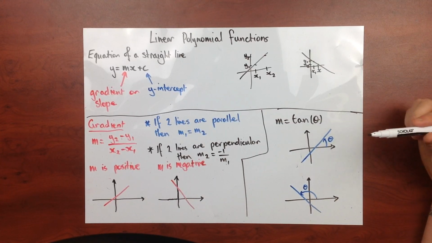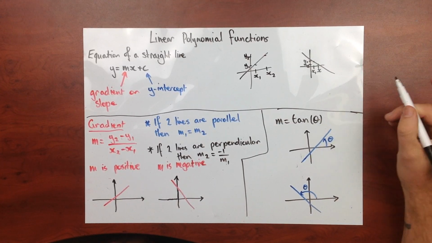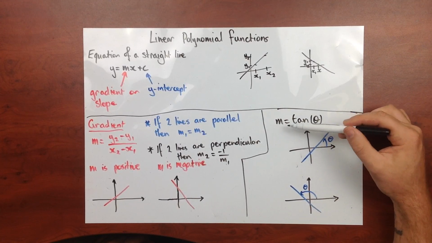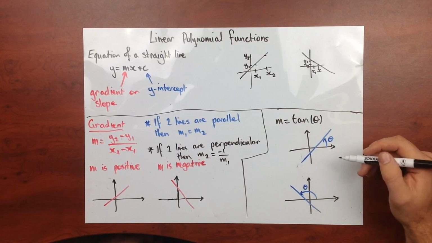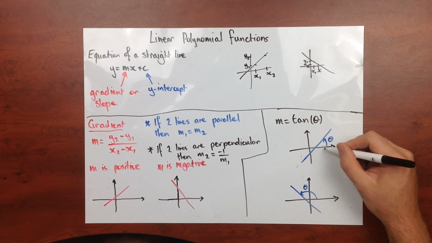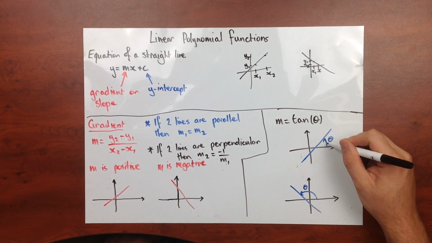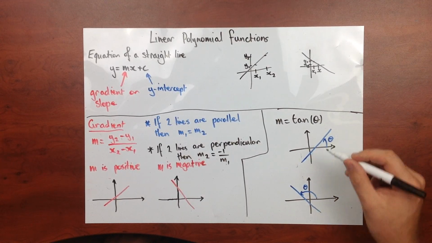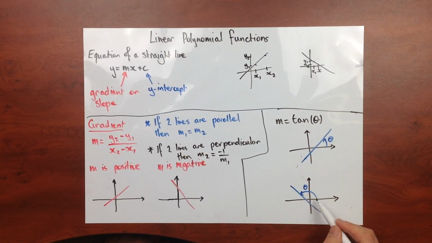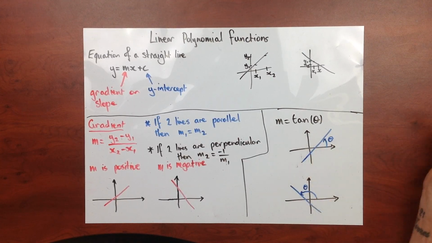Another one that we need to remember, which is easily overlooked, is that our gradient is also equal to tan theta, and this is how theta is defined. It's defined as the angle between our line and the positive x-axis. So if our gradient is positive like this, our angle is going to be acute. If it's negative, it's going to be obtuse. It's a little sneaky one that comes up on the exam once every few years, so make sure that you are all over that.